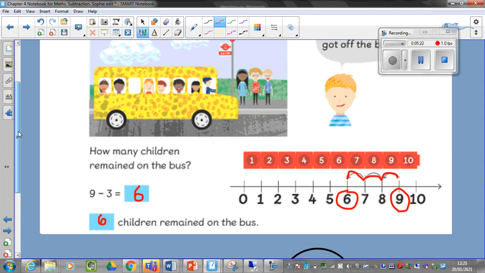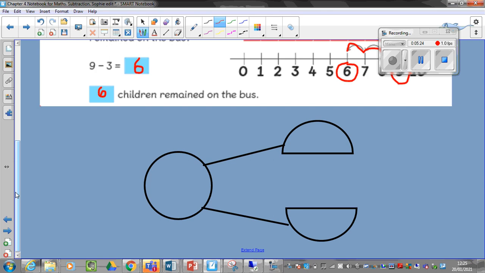Fabulous. Let's have a look at how we can put that into a number bond diagram. There were how many? What is our whole number? Tell your talk partner. Good job. There were 9. And then what can you name one part?